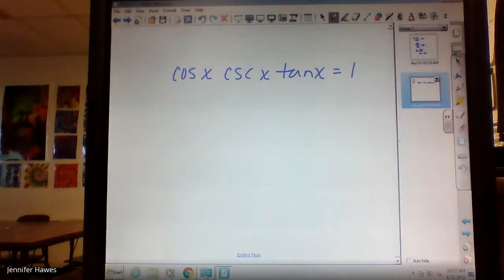Okay, so then you convert that. This is already what you want, so leave it alone. And then you have 1 over sine, and then sine over cos.